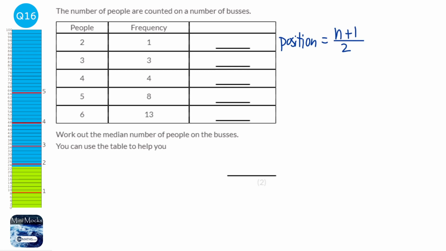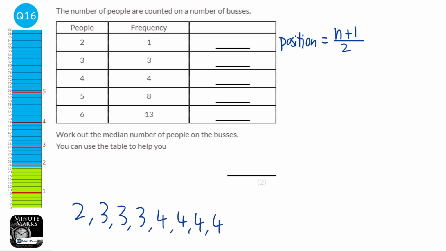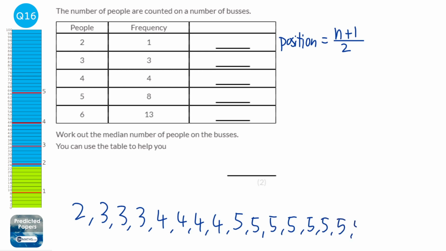Now, we need to figure out where these numbers are in this list. So the first number is a 2, and there is 1 of those. The next number is a 3, and there's 3 of those. So 1, 2, 3. The next number is a 4, and there's 4 of those. So 1, 2, 3, 4. The next number is a 5, and there's 8 of those. So 1, 2, 3, 4, 5, 6, 7, 8.